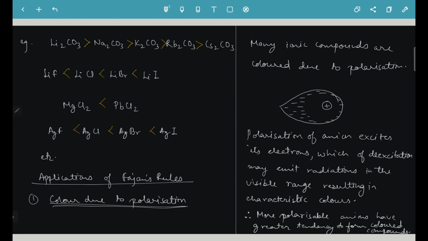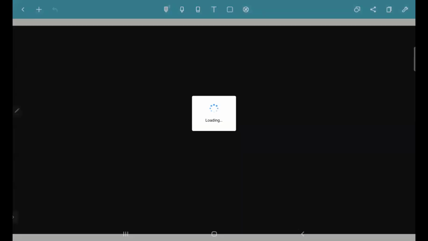So tendency to get polarized increases from chloride to bromide to iodide. Iodide shows maximum polarization. It is the iodide that shows characteristic colors. Okay. Bromides may or may not be colored. Chlorides generally are white or colorless. We'll write this point. Iodides of D block and P block metal ions are often colored, whereas chlorides are white or colorless.